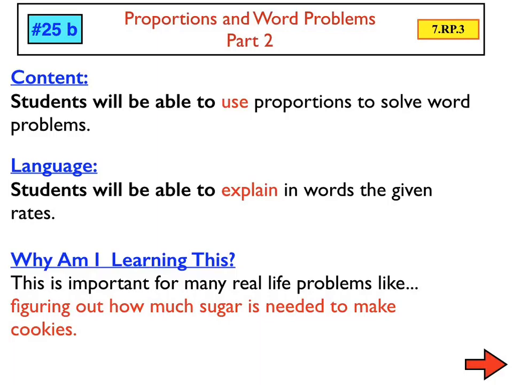We're going to explain, using our words, what the given rates are. And why are we learning this? Because in real life you might want to find out how much sugar you need to make cookies, keeping those recipes proportional, if you want to make more or less.